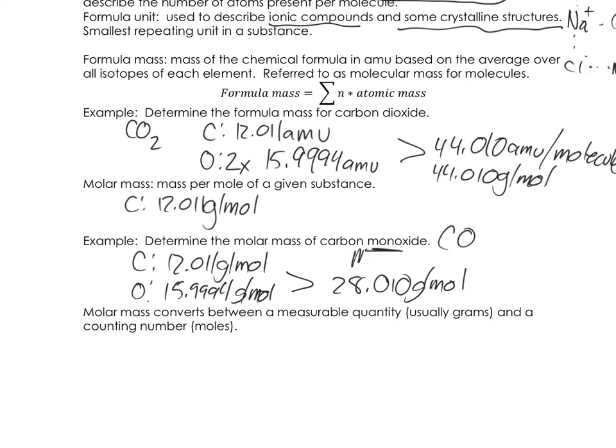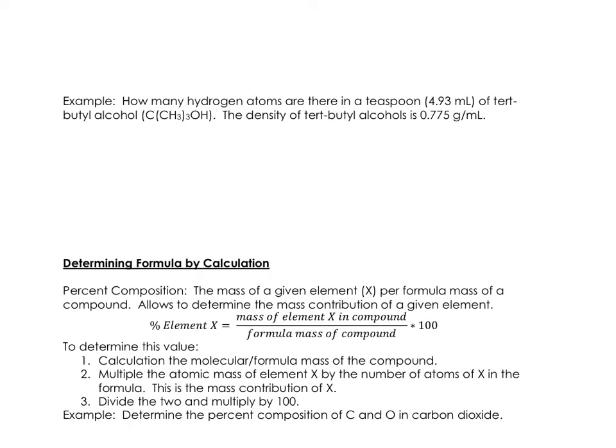This is how we can do things at our scale. AMU per atom and molecule is wonderful, right? That we can actually think of it in that way, but it's not useful to us. That's so small. It's ridiculous. So instead, we use the grams per mole when we're doing calculations and measurements. So let's try a little bit of calculation here. How many hydrogen atoms are there in a teaspoon of tert-butyl alcohol?